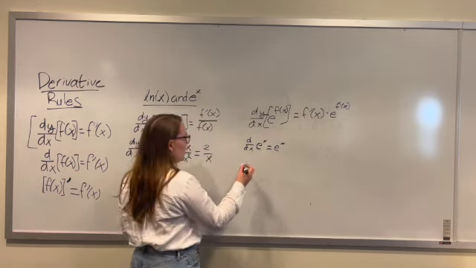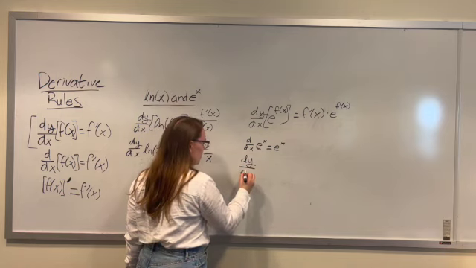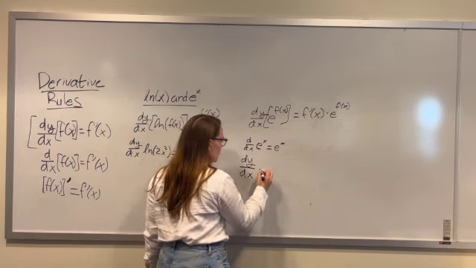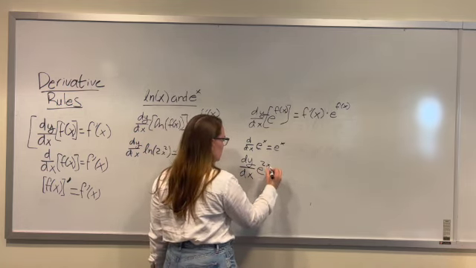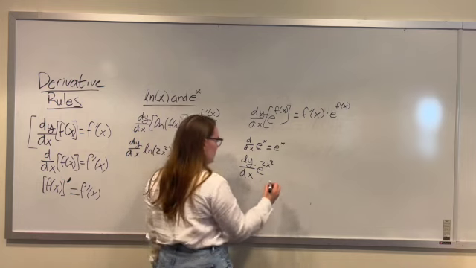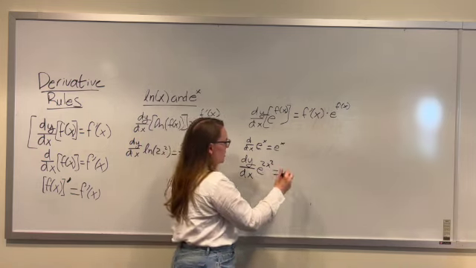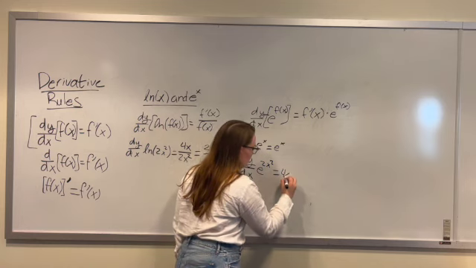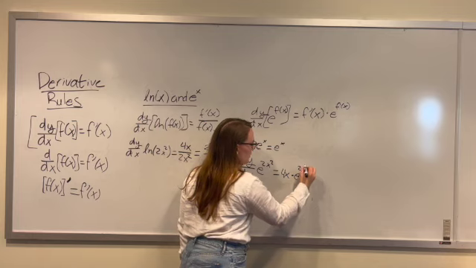Let's do a more detailed example. So if we wanted to take the derivative of e to the 2x squared, this would be the derivative of the exponent, so that is 4x times e to the 2x squared.